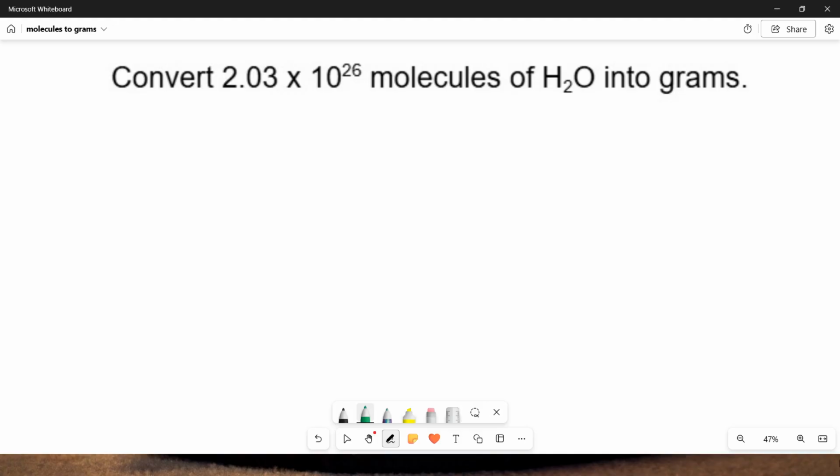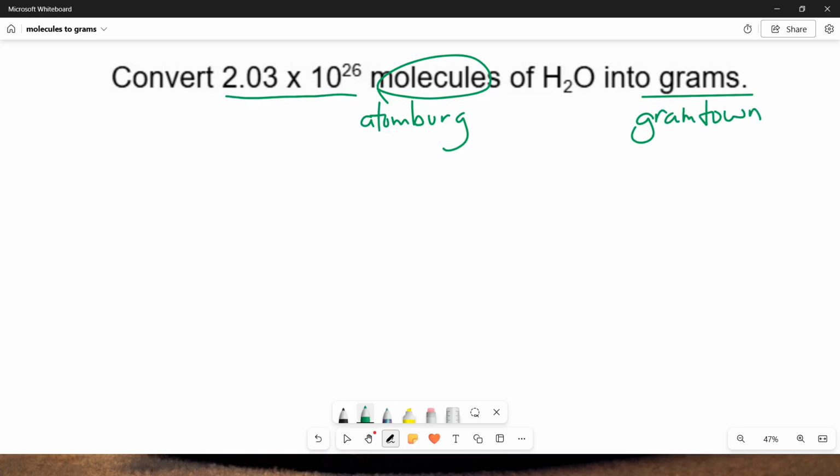In this example, we are given 2.03 times 10 to the 26 molecules. That means we are in Adamberg, which is the bottom left corner of our map. We are going to calculate grams, which is going to be Grahamtown, which is the top of the map. I'm not going to look at the map this time. I'm just going to go ahead and set this up. So we write our given, 2.03 times 10 to the 26 molecules of water.